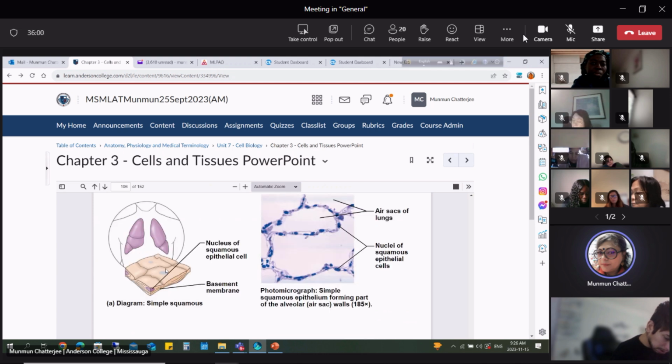So this is the diagram of a simple squamous cell, how it looks, and it is the lining of the lungs. That's why it's showing the lungs, and this lung lining is covered by simple squamous cells. But what type of squamous cell? Simple, because it's a single layer.